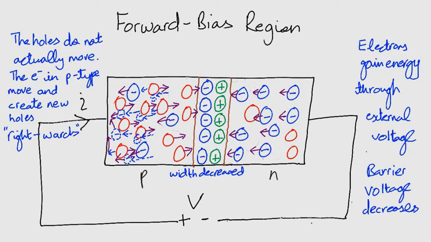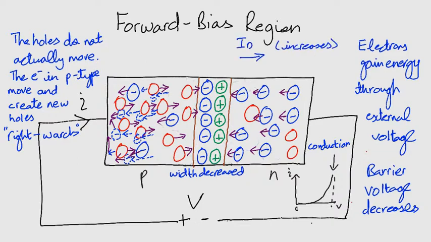It is lowered by an amount equal to the biasing voltage V. This causes conduction to happen. The region shown here is the forward bias region. The diffusion current ID increases. Why? Because more and more electrons are diffusing through the barrier. The saturation current IS remains the same as it is independent of barrier voltage.